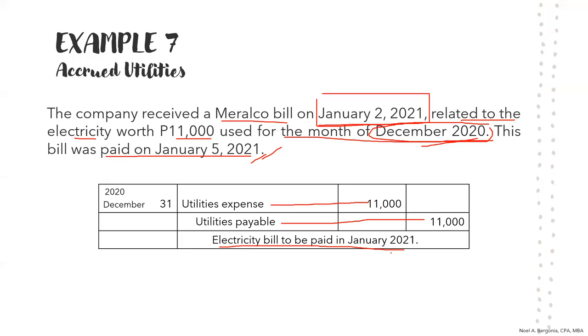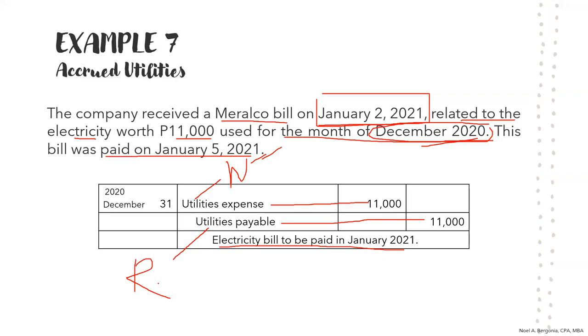Okay, so ganyan yung nangyari dito, but do not worry, we need to apply the concept of accrual basis to record it when it is used. So that's December 2020. And we record it as expense or utilities expense, which is a nominal account. And then we credit the utilities payable dahil hindi pa bayad a real account. Okay? So that's the concept of our accrued expense, expenses incurred but not yet paid.